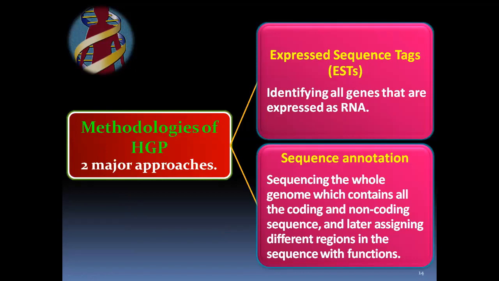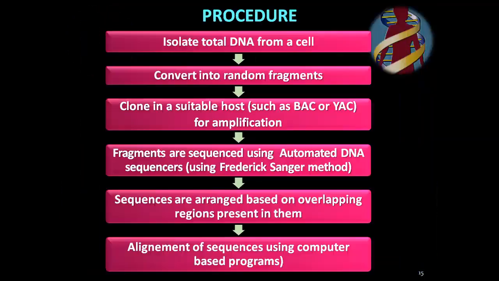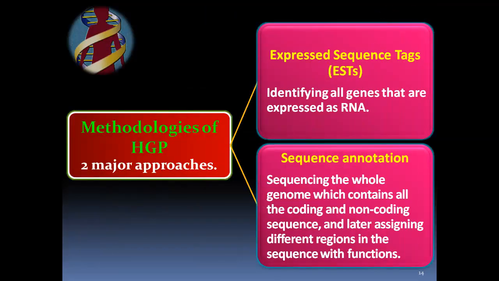Along with the sentence, you need to remember this, because in the Human Genome Project we have very little technical information. That's why it is a very limited area, but it has good scope in the NEET examination. So let me say again: identifying all genes that are expressed as RNA, what do you say? Expressed sequence tags. What is sequence annotation? Sequencing the whole genome which contains all the coding and non-coding sequences, and later assigning different regions in the sequence with functions. So these are the methodologies of HGP, the two major approaches. These are very important.